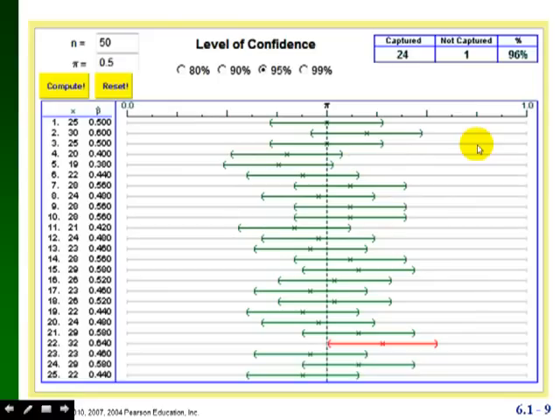So here's a picture of something like this. In this one, we've got samples of size 50, if you see up here at the very top. So here's our sample size.